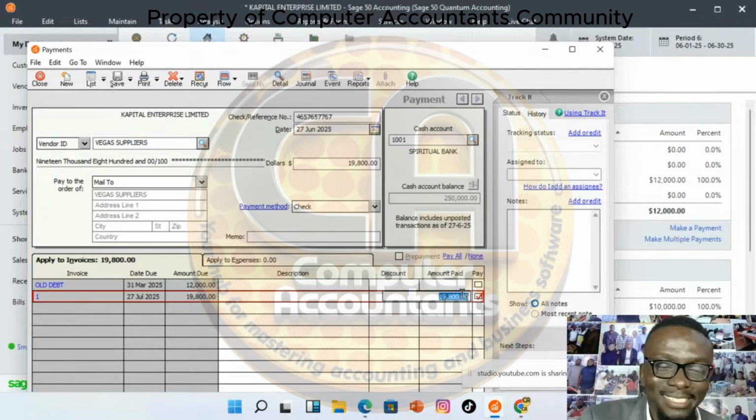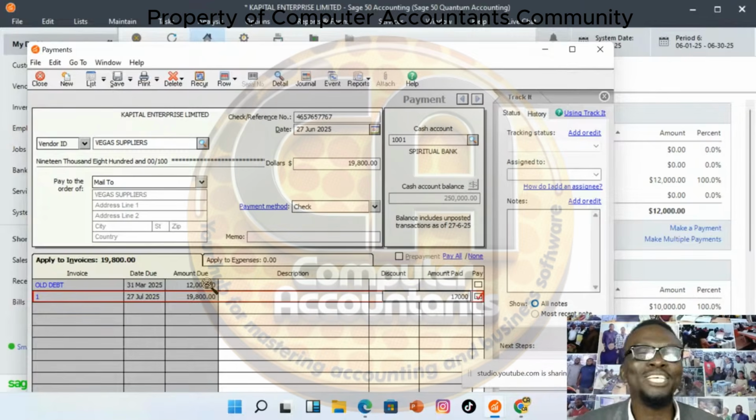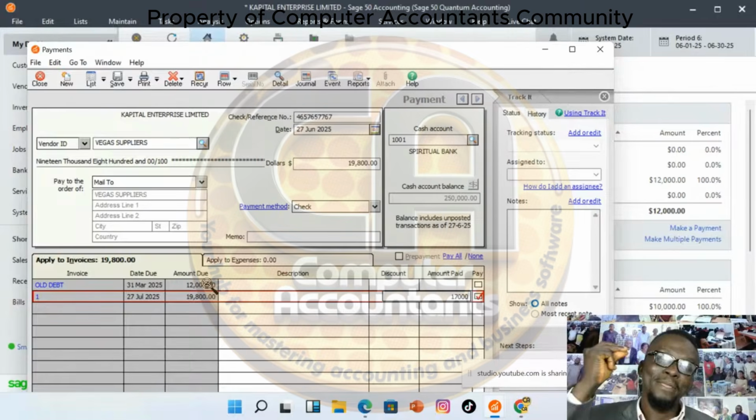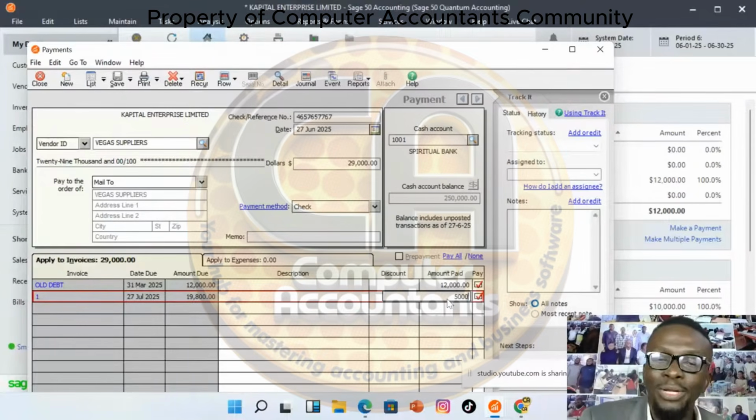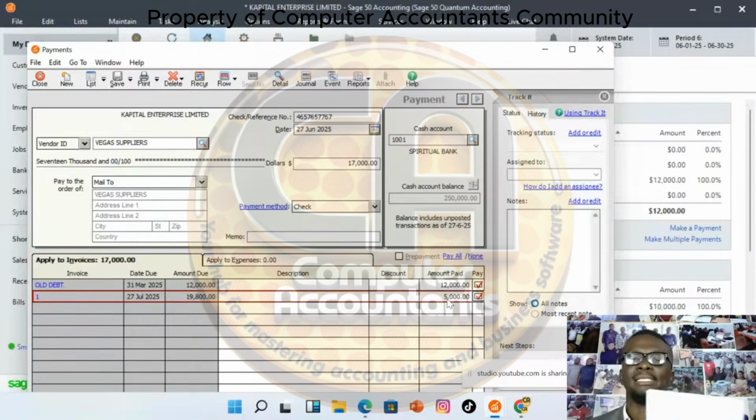Just put in 17,000. But we forgot that we are already owing Mr. Vegas 12,000 from the inception of the business. So what do we do? We have to take care of this 12,000 first. We have to net it off. Then the remaining 5,000 will now go to the current debt. So that means that the old debt of 12,000 is out.